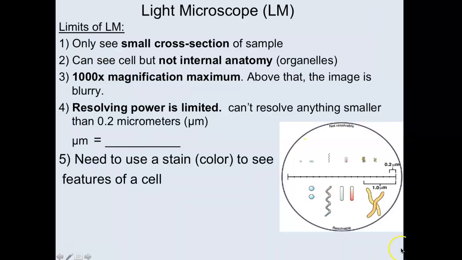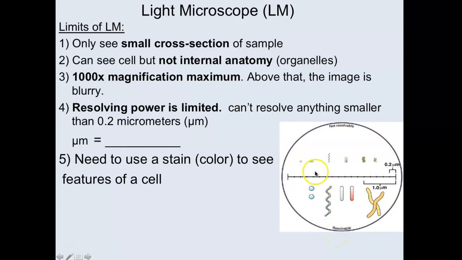So let's take a look at that picture. This is an example of your field of view. When you look through a microscope, you see an image that's in a circle. On this side, it says resolvable, meaning that the objects are bigger than 0.2 micrometers, or they're spaced farther apart than 0.2 micrometers. Every little tiny hash mark here is 0.2 micrometers. So if the objects are farther apart than that, or they're bigger than that, then these are resolvable.